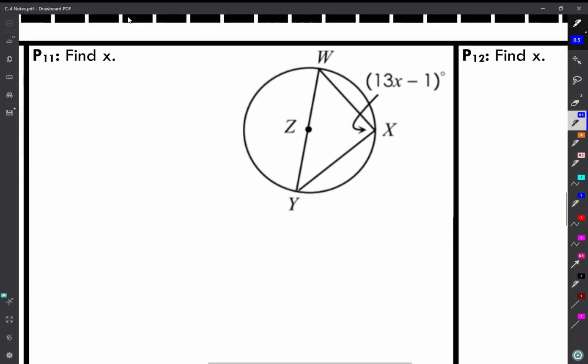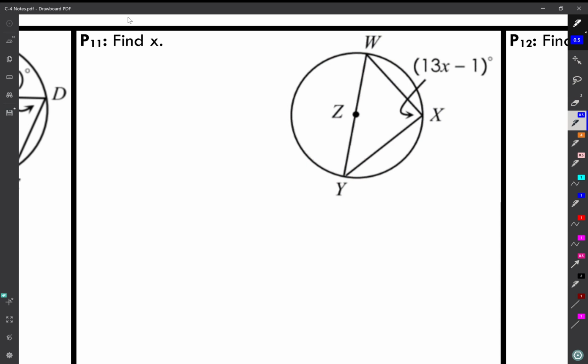Number 11. This time notice that the angle we have here is WXY. It intercepts a diameter, so I know that the angle is 90 degrees. So I can set the expression for the angle equal to 90. Solving, it's a very simple equation here. We know that x is going to be equal to 7.